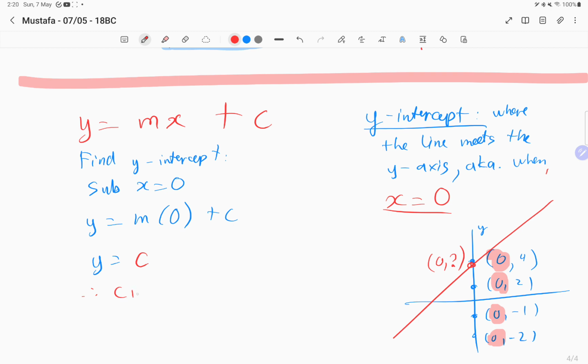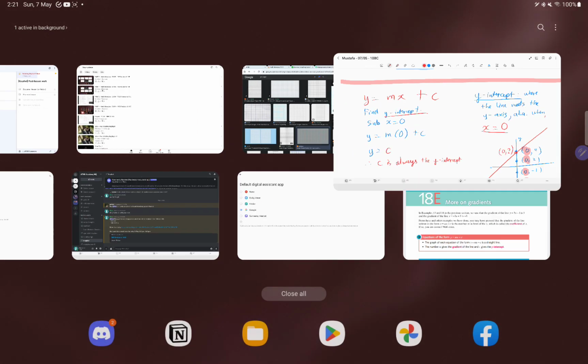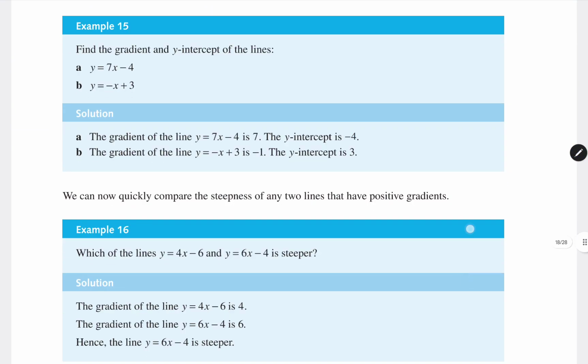Therefore, c is always the constant. It is the constant, but in this case we're talking about the y-intercept. Does it make sense? Because whenever you find the y-intercept, you sub 0 in and this whole thing just becomes 0. Which means the y-intercept is always going to be what the constant term c is. Alright, so let's try some examples from 18E.